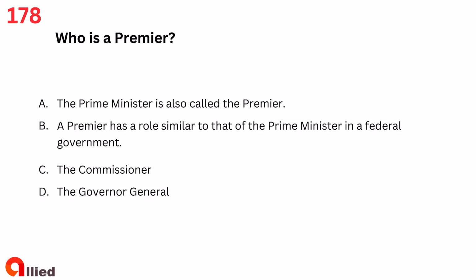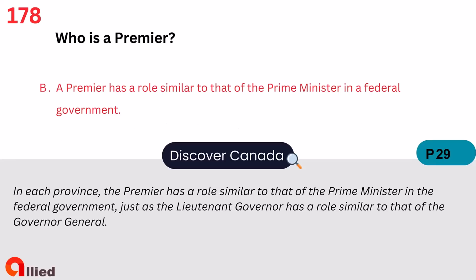Question 178. Who is a premier? A. The Prime Minister is also called the Premier. B. A Premier has a role similar to that of the Prime Minister in a federal government. C. The Commissioner. D. The Governor-General. The answer is B. A Premier has a role similar to that of the Prime Minister in a federal government.